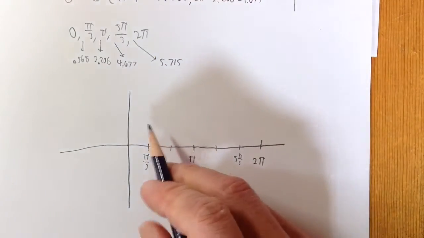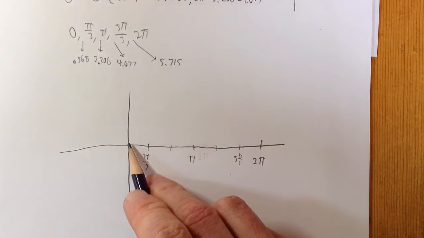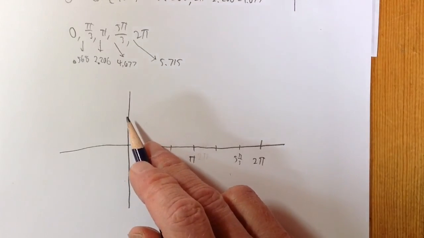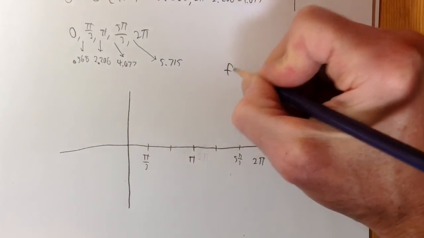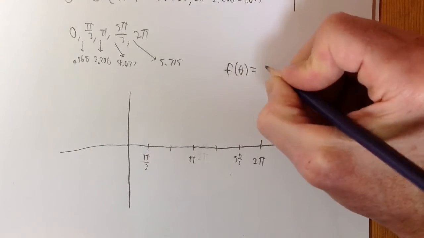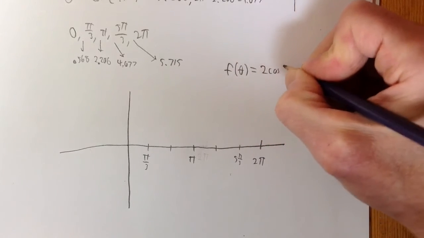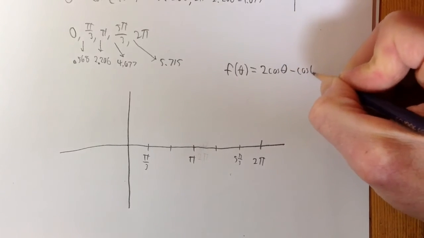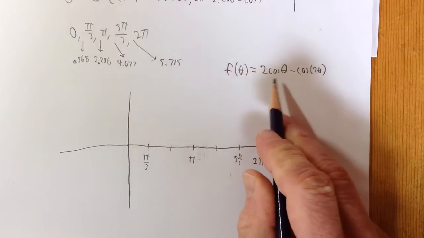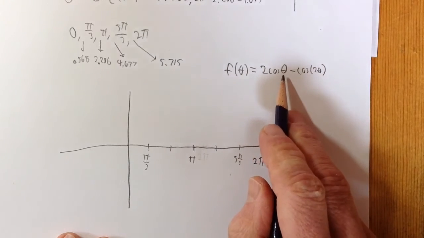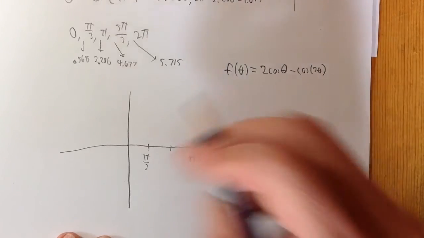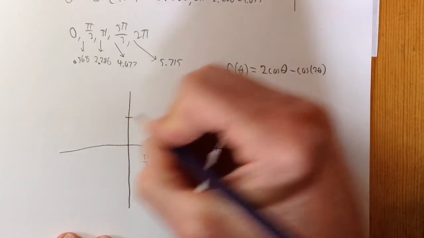Now, at 0, the slope is 0. So let's see what this function is at 0, because that will be easy. We're going to want to plot points, so we want to find a few points so we know what's going on. Our function is f of theta equals 2 sine theta minus cosine of 2 theta. So at 0, cosine of 0 is 1, so we have 2 minus 1, which is 1. So let's put a 1 right here. At 0, it's 1.